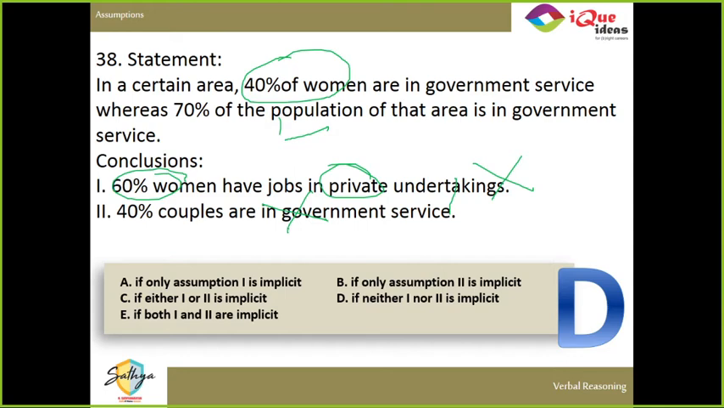Now, did everybody get it? Mathematically, we can prove both of them are not necessary. Did you understand it, guys? Okay. Next one.